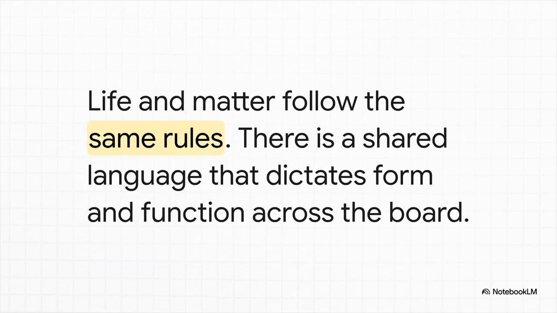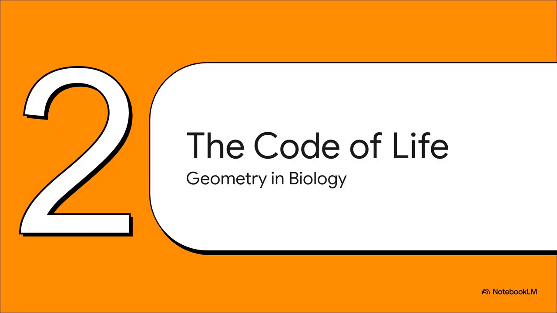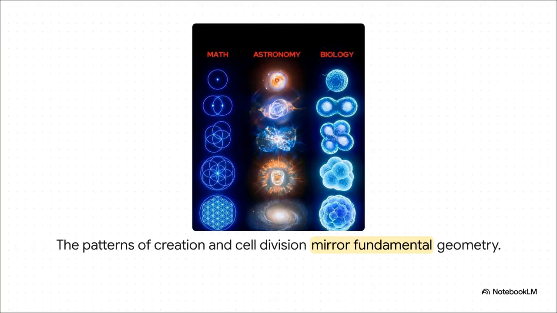And here's the part that's really mind-blowing. It's not like there's one set of rules for living things and a totally different one for stars and planets. Nope. There's a shared rulebook, a common language that dictates form and function for all of it. All right, so where do we even begin to look for the evidence? Let's start small. Let's head right into the world of biology to see if we can find this geometric code at work.